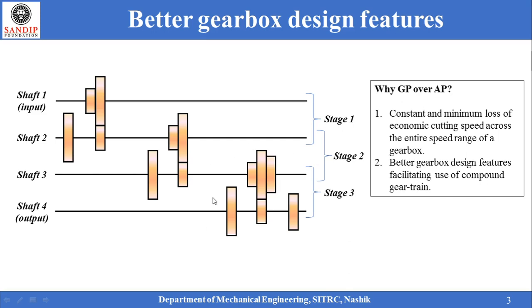If you observe stage 3, for one particular speed of shaft 3, shaft 4 can have 3 different speeds depending upon which gear pair is engaged. However, shaft 3 itself can have 4 different speeds. Therefore, shaft 4 will have 4 into 3, 12 different speeds. So the objective of achieving 12 speeds has been satisfied.